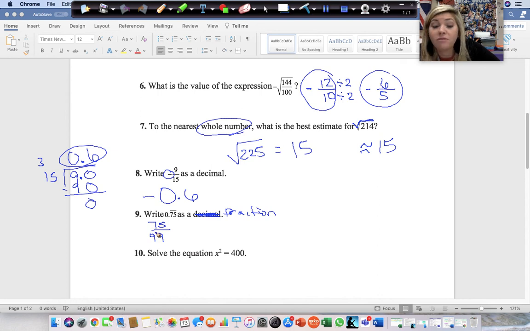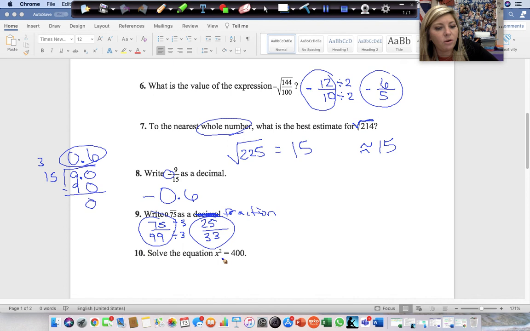Okay, so I'm trying to think. 75 can be divided by 3. That is 25. So 75 divided by 3 gives us 25, and 99 divided by 3 gives us 33. And I believe that's as far as we can go. So that will be your most reduced fraction. But I would take 75 over 99 as well.